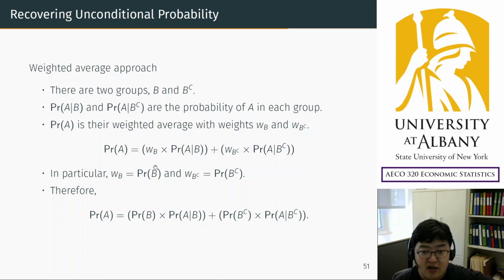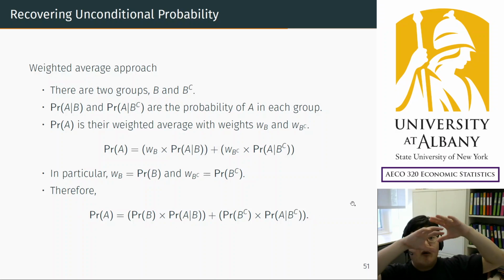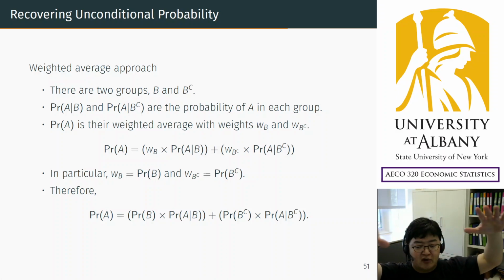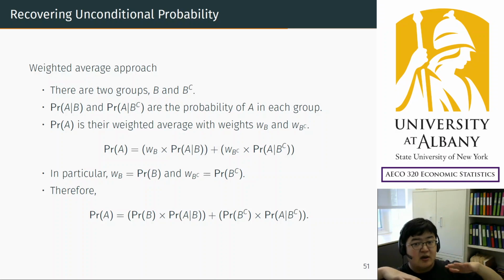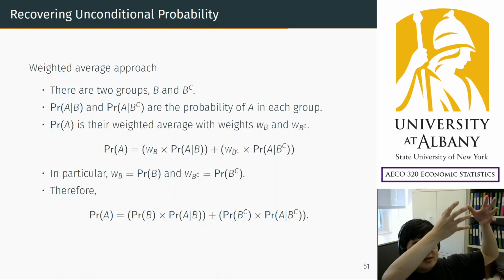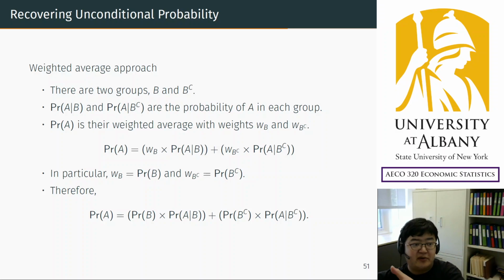B probability is weight W(B), and the other weight is W(B complement), the weight of B complement. So that's how we interpret the relationship between unconditional probability and conditional probabilities. So again, overall probability is a weighted average of subgroup probabilities.